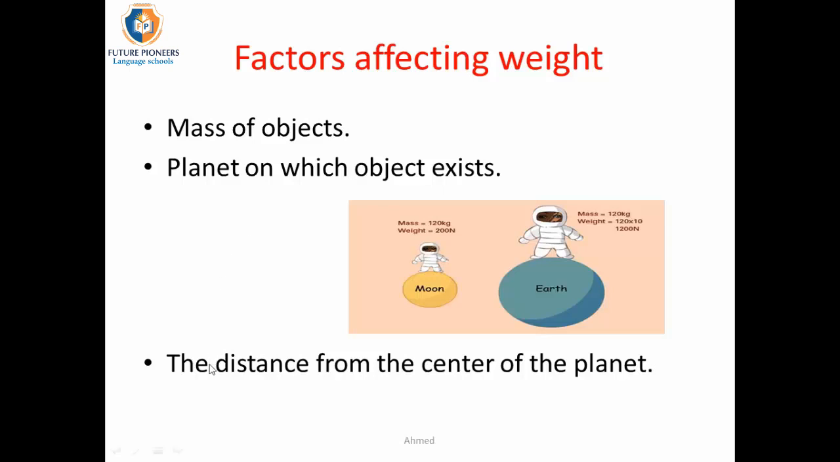Okay, the third factor is the distance from the center of the planet. As the distance between the object and the center of the planet, where the center of gravity, as the distance increases, the value of gravity or attraction force decreases. So as you go upward away from the center of the planet in which you are existing, the value of attraction force or the value of your weight decreases.